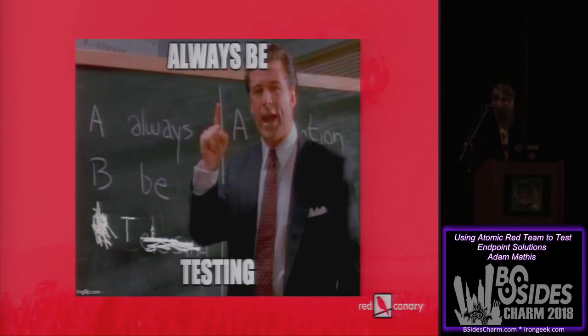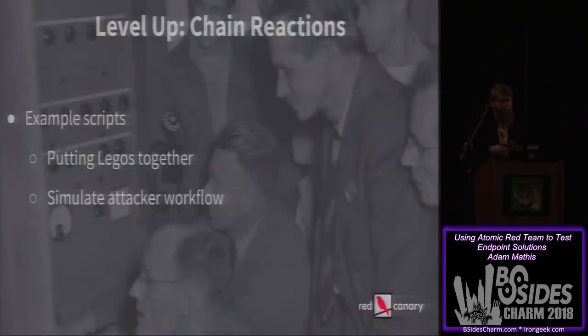So, but keep testing. All right, so now you've got some tests under your belt, right? You're like, okay, I need something a little bit more robust. I want something that looks more like what an attacker would look like when they're in my network. So what we've done is we've created these chain reactions, and these are just reference scripts, just putting Lego blocks together. We've taken a couple of tactics, a couple of techniques, and put them together in a way that simulates things that attackers would want to do.